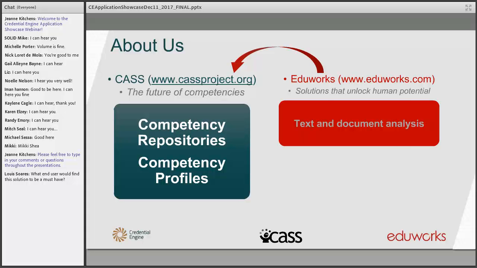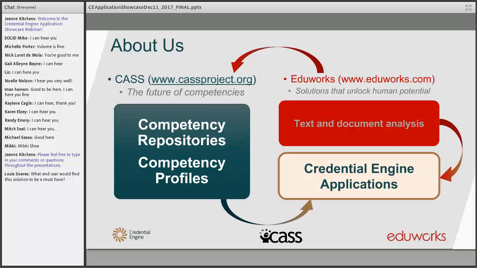One is a competency repository, which allows competencies to be stored in a way that can be shared through persistent identifiers and URLs with other systems, and also stores the structure of those competencies. And then also the second part of CAS, which is going to play a role here, are competency profiles, which are records of what competencies an individual holds, and these are stored in a way with a number of other pieces of information, which we'll see as we go on and talk about the applications.